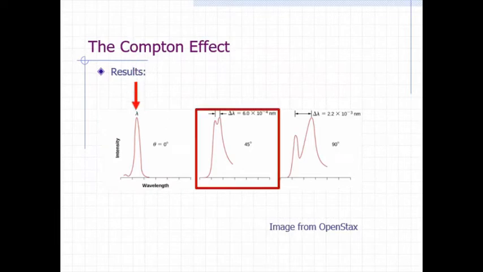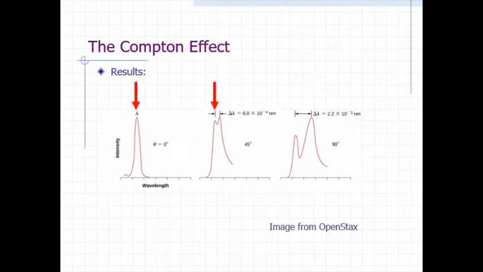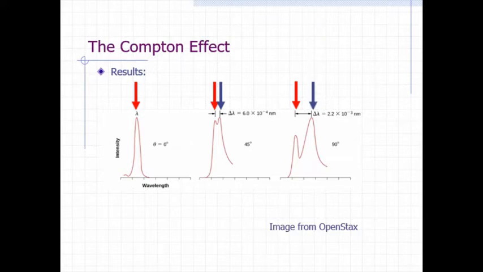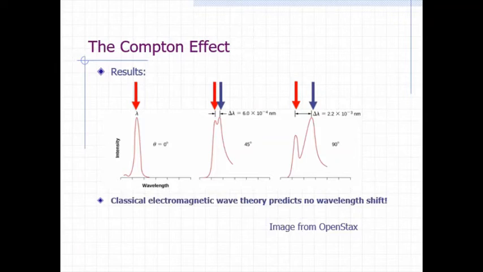At a 45-degree angle, two peaks are observed. One corresponds to the same wavelength as the original X-ray, and the second one is at a longer wavelength. A similar result is observed at 90 degrees. One peak is at the same wavelength as the original X-ray, but the second peak, the one at the longer wavelength, is further away. The classical electromagnetic wave theory of light predicts that the wavelength of the scattered light should be the same as the incident light. So how do we explain these observations?